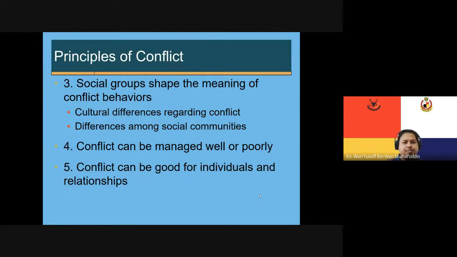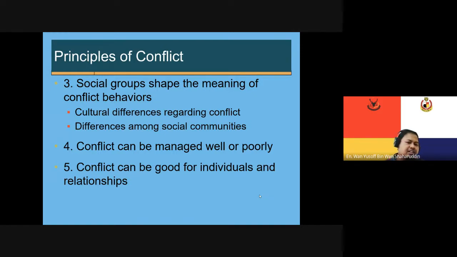social groups shape the meaning of conflict behavior. All right. So cultural differences regarding conflict are very different. For example, in French and Arabic countries, men debate one another for fun, and nobody gets upset or angry. Maybe here, when we debate something, people tend to get emotional and they tend to go up until cursing or something like that, right?